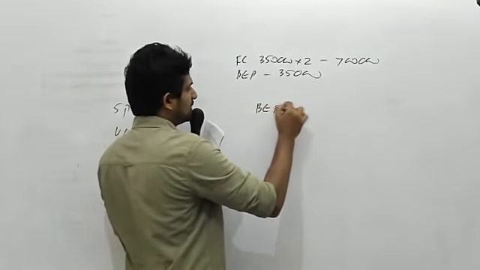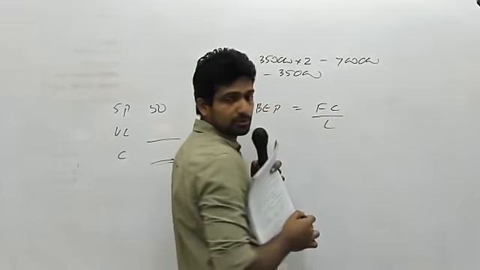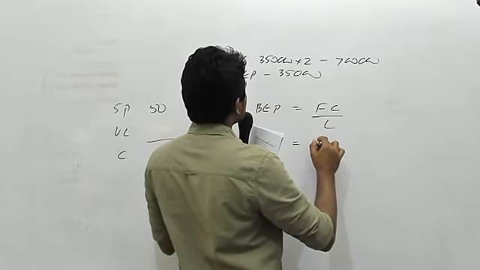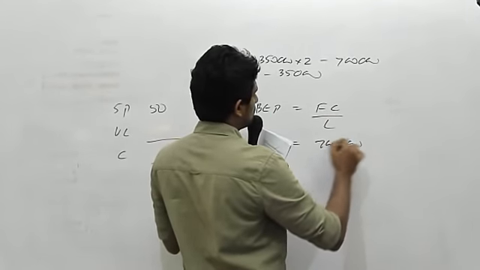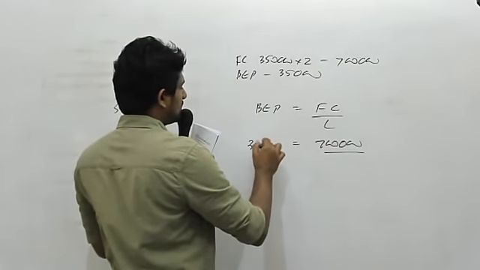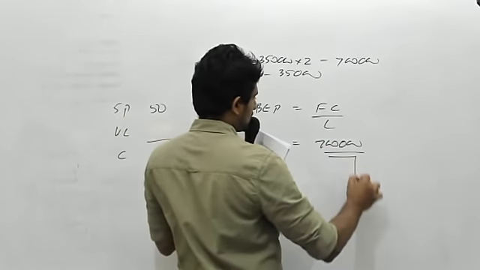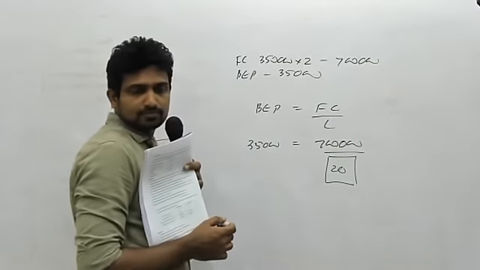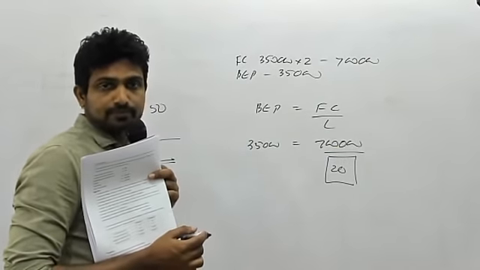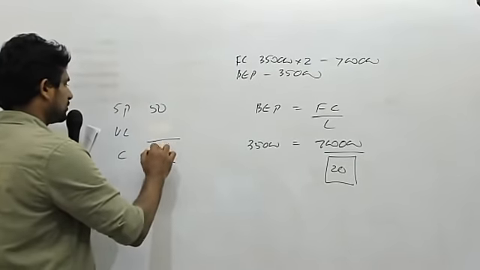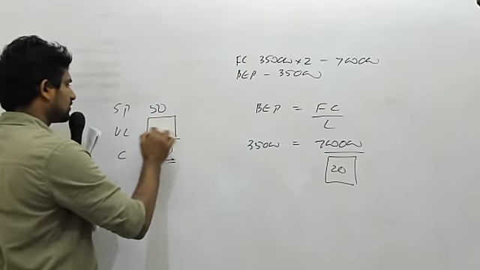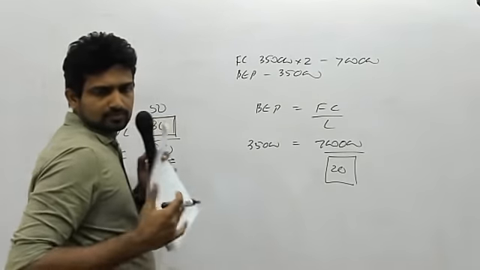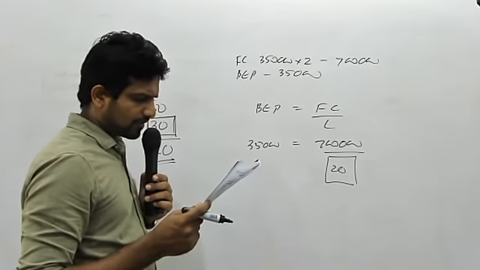Break-even point equals fixed cost divided by contribution. Fixed cost is 700,000. Break-even point will be 35,000. Therefore, the contribution should be how much? 20. Agree? Contribution should be 20. To be the contribution 20, what should be the variable cost? This should be 30. They are asking not this one.